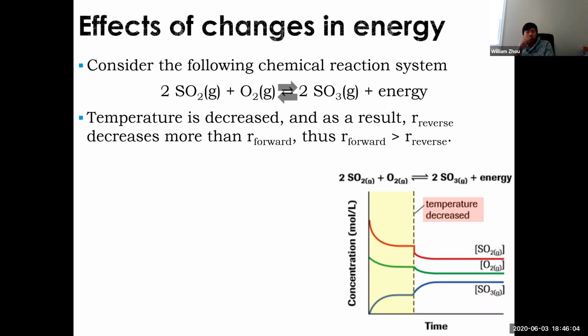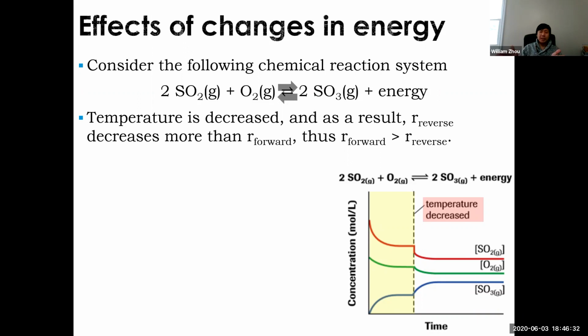You might be asking, why? Why would these change at different rates? If I decrease the temperature, it's easy to understand that the entire rate of the reaction will slow down. The forward and the reverse will slow down, but the reverse slows down more. To understand that, it's simply that the reverse reaction is endothermic. It requires more energy than the exothermic forward reaction.